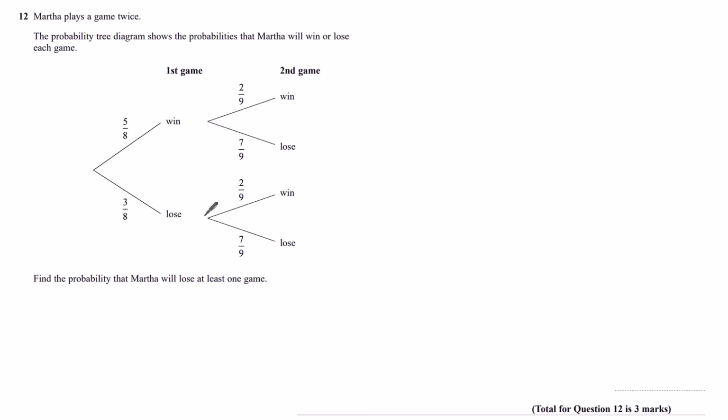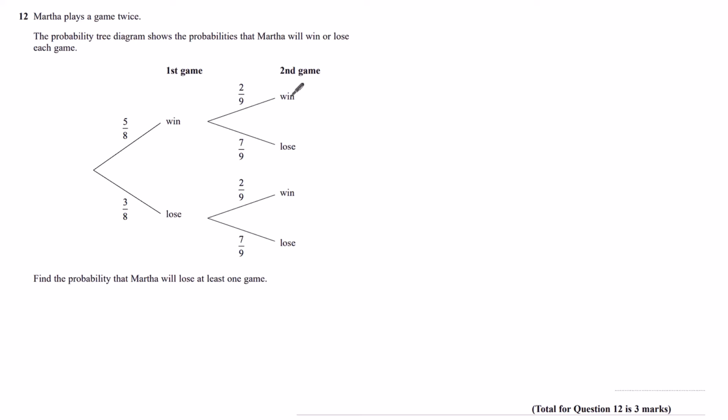Well, if Martha loses at least one game, then she either wins then loses, or she loses then wins, or loses both. And so ultimately it's that she doesn't win both games. The simplest way to find the answer here is to find the probability that she wins both games and subtract that from 1.